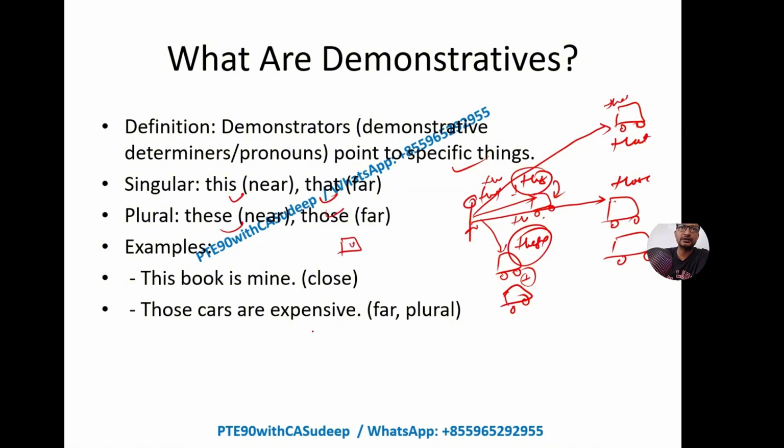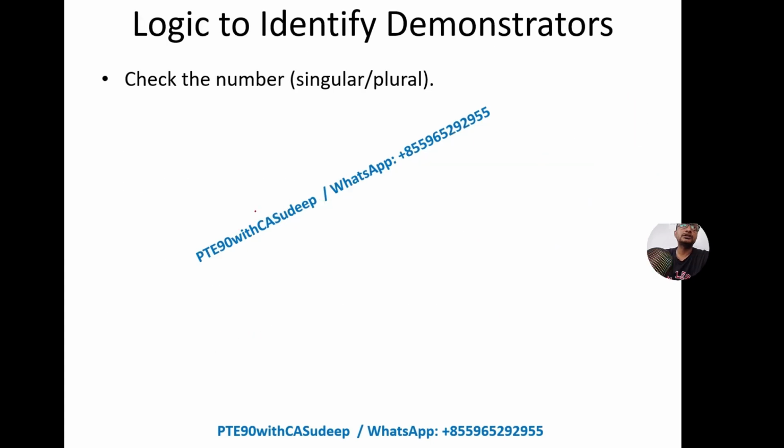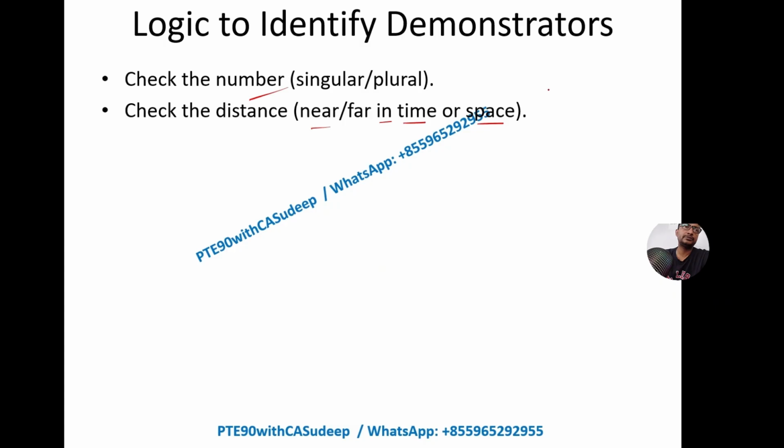"Those cars are expensive" means I would assume it is more than one car and they are very far. So the logic to identify: check the numbers, singular or plural, then check the distance, whether it is near or far. It is because of the time or space or distance, okay? So it's because of the time also.